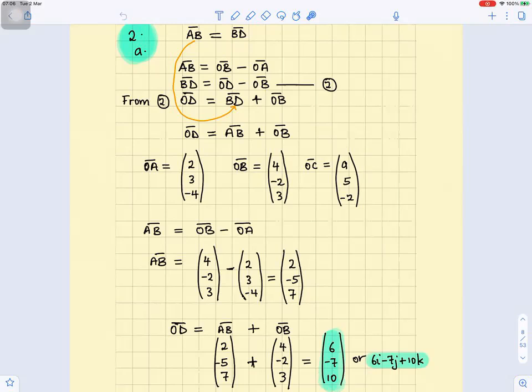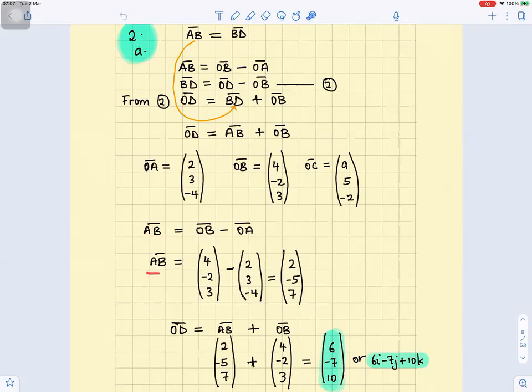So it's very important to follow this clearly. So now OD is AB plus OB, because AB is the same as BD. So that is why it would be AB plus OB. So you've got OA, OB, OC. Now AB is OB minus OA, the second letter minus the first.